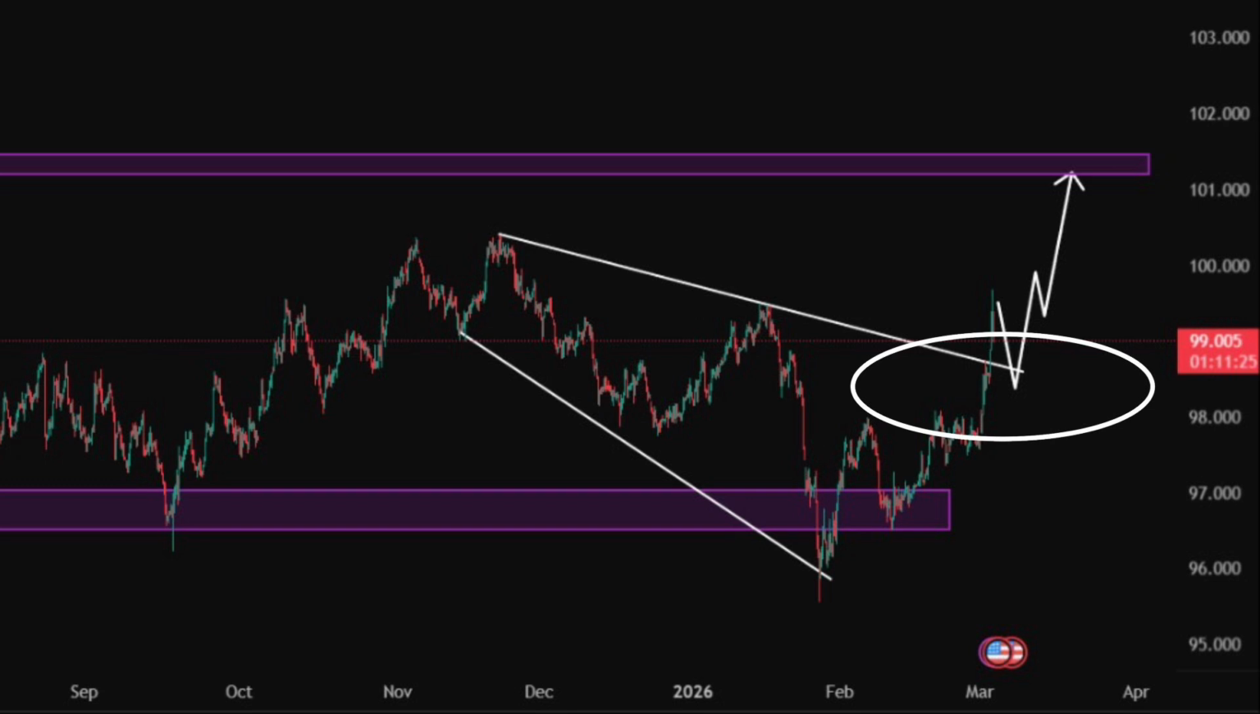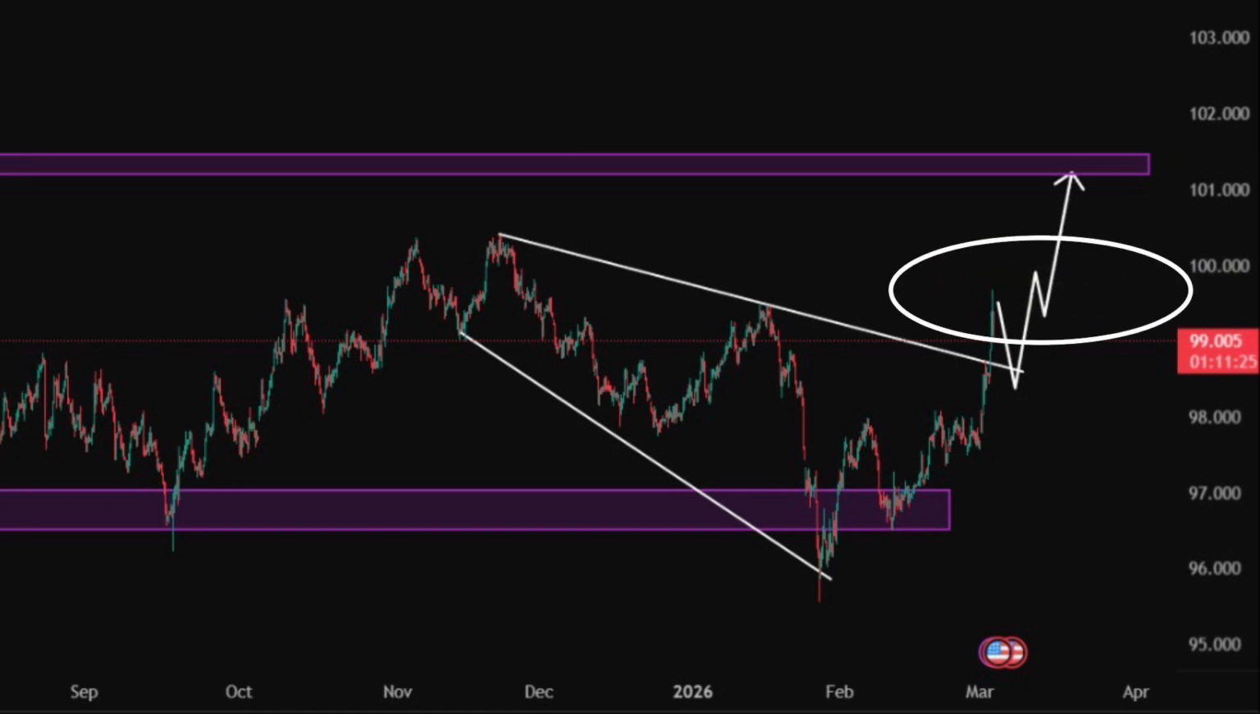So what's next? The roadmap here is pretty textbook. First, we're looking for momentum continuation toward 99.50. That's the next logical magnet on the chart. After that initial push, the ideal scenario is a classic break and retest. In other words, price pulls back to retest that former trend line, now flipped into support.